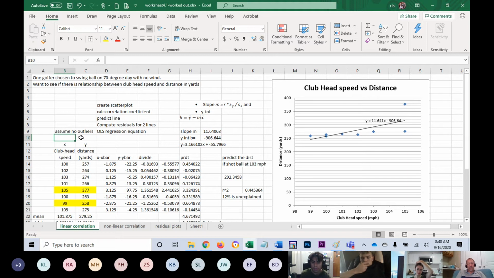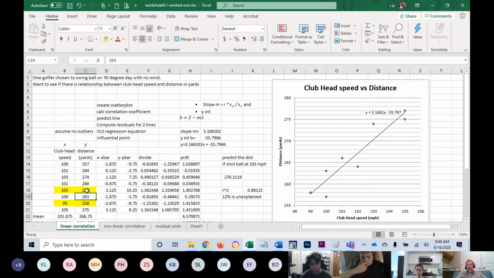So we need to be careful, because this point now, 377, is what we would call an influential point. It's going to pull the line towards itself. Now, we don't necessarily have to. Let me put this back to 277, okay?